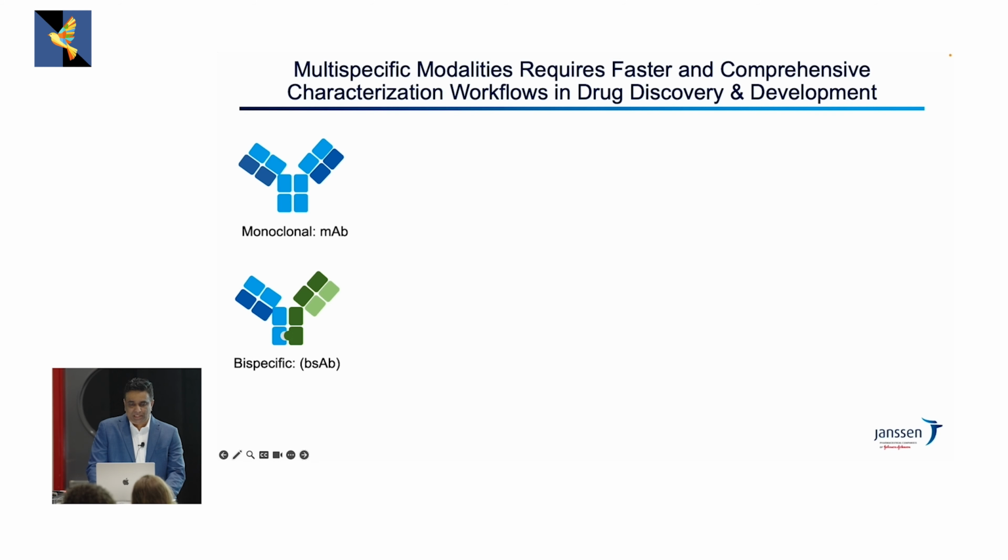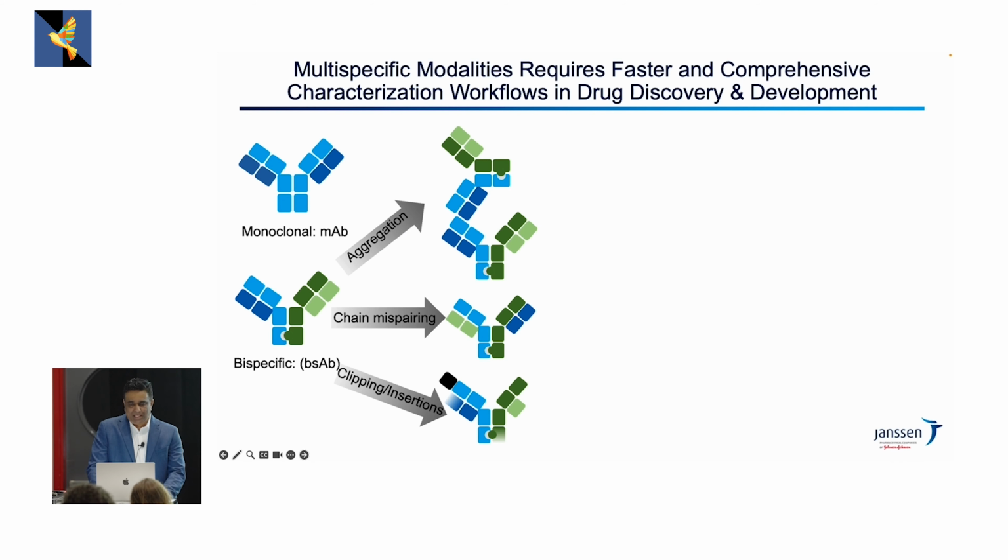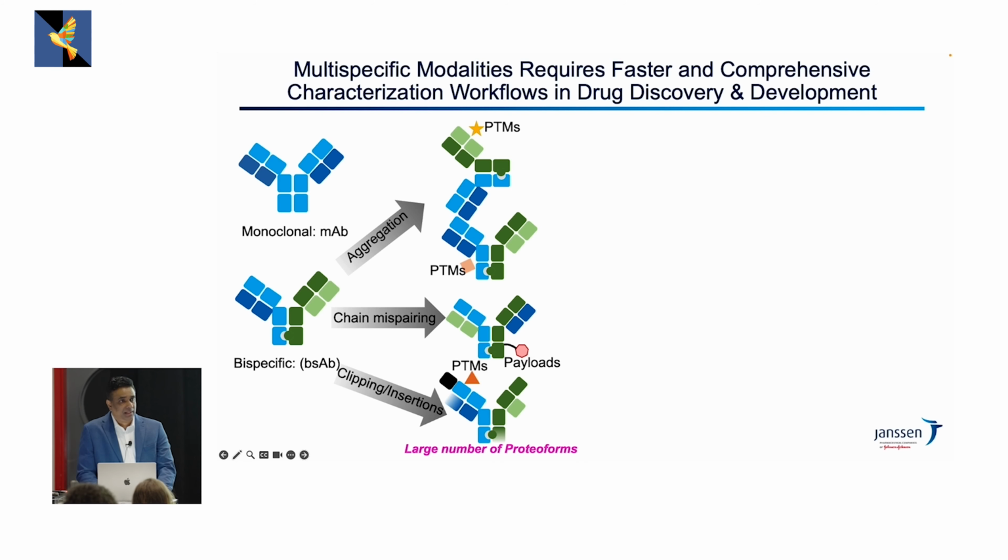So these antibodies don't come without problems. They are prone to aggregation, which is one of the major problems of these types of antibodies. They can also undergo chain mispairing because there's more than one heavy chain in this antibody, and clipping and insertions. On top of all these, we also see the common post-translational modifications, and sometimes we can encounter unexpected or very unusual post-translational modifications. Then we can also introduce different small molecule drugs and conjugate them to antibodies, and this creates this large number of proteoforms.